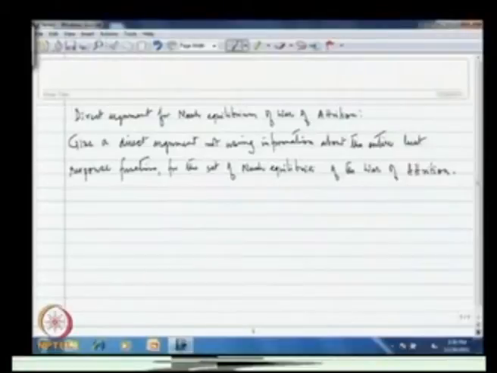Give a direct argument, not using information about the entire best response functions, for the set of Nash equilibria of the war of attrition. First, let us remember what was the set of Nash equilibria in the war of attrition game. Then we shall try to give a direct argument why it is so.